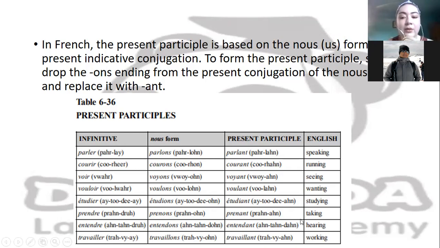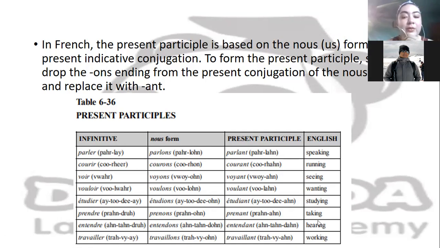Yes, very good. Next verb, we have taking. Its infinitive is prendre. The nous form is prenons, and the present participle is prenant. Very good. Next verb, we have hearing. Hearing in the infinitive form is entendre. The nous form is entendons. Present participle is entendant.